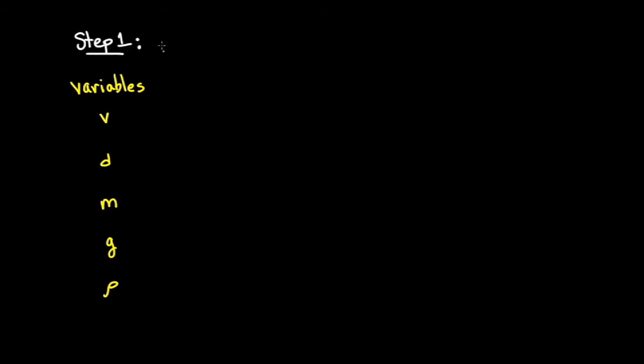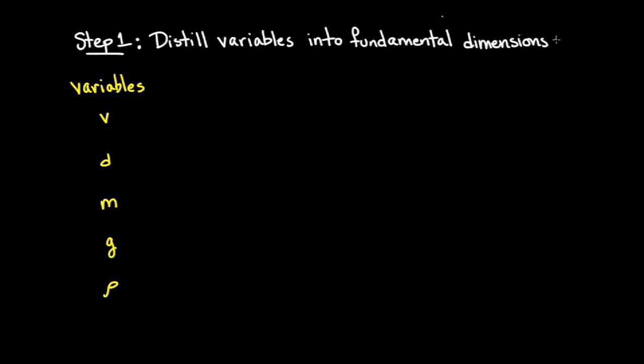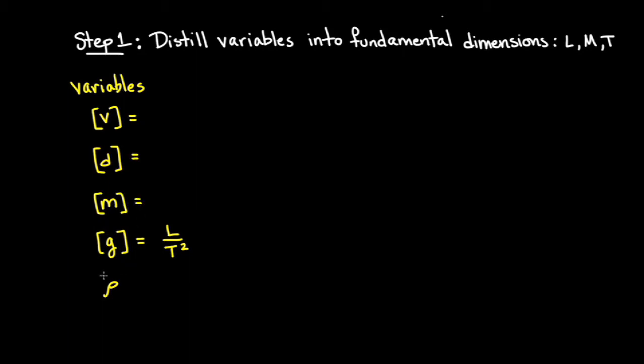The first step is to take our list of variables and distill them down to their fundamental dimensions. Remember, our fundamental dimensions are length, mass, and time. Distilling gravity to its fundamental dimension, we get length per time squared. Now you distill the remaining variables of velocity, diameter, mass, and density into their fundamental dimensions. Pause the video here.